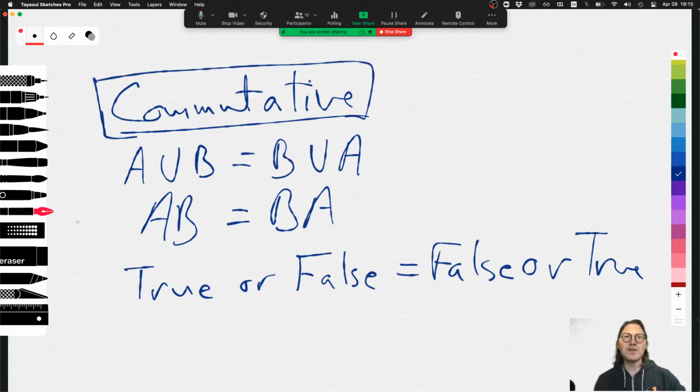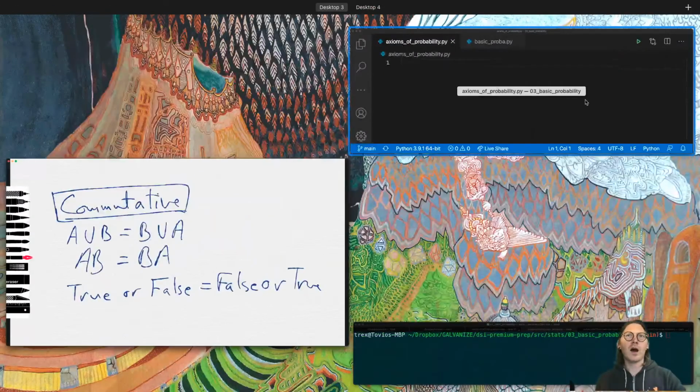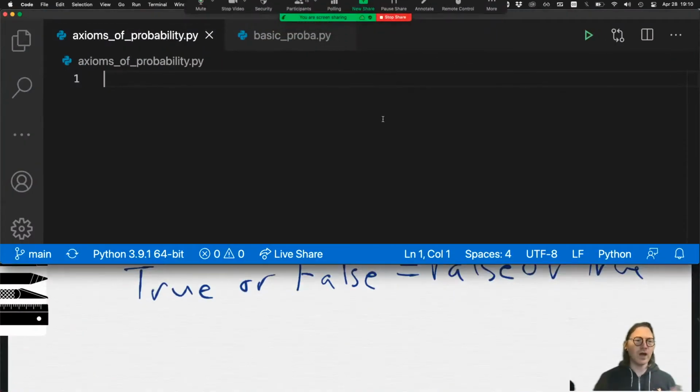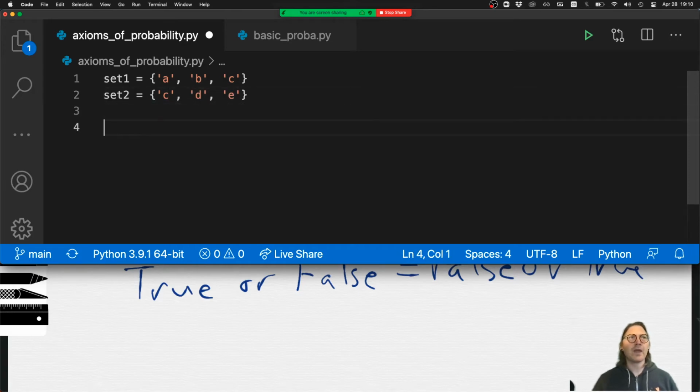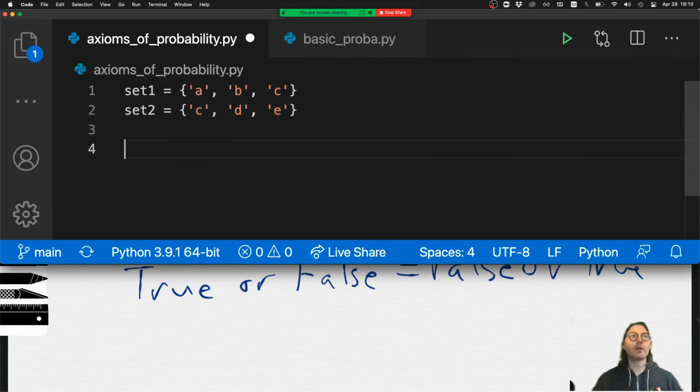So I'll demonstrate this one in code just to concretize it. And let's say we have two sets. We have A, B, and C. This code is in the notes as well, but I just want to talk through it. And then we have set 2, which is going to be C, D, and E. So C, D, and E. And so we've got that.